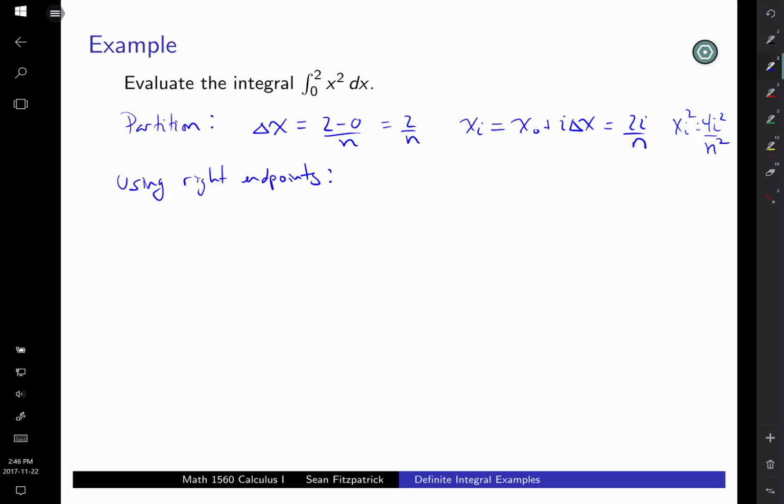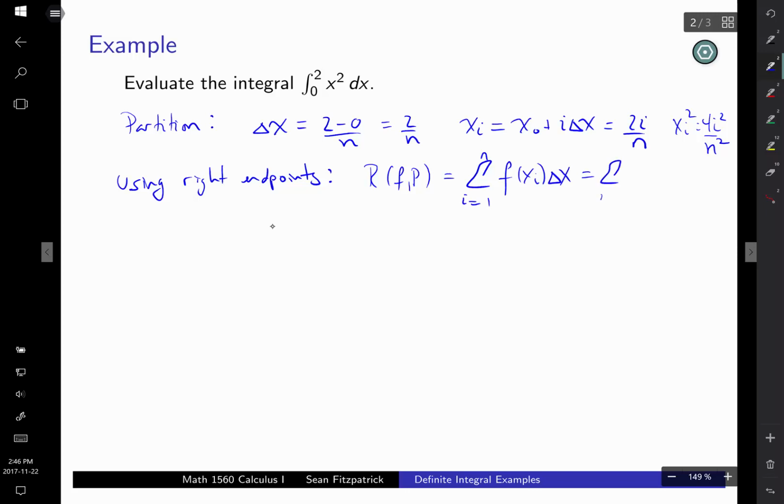So if we use right endpoints, then our Riemann sum, which is the sum, i going from 1 to n, of f of xi delta x, looks like this. It's the sum, i going from 1 to n, of 4i squared over n squared times 2 over n, right? So our f of xi is xi squared, and our delta x is 2 over n.